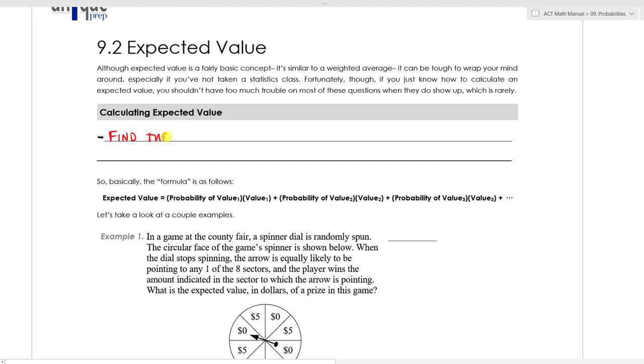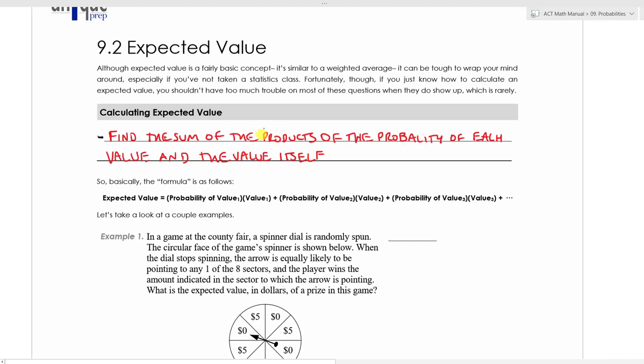find the sum of the products of the probability of each value and the value itself. We want to find the sum of the products of the probability of each value and the value itself.